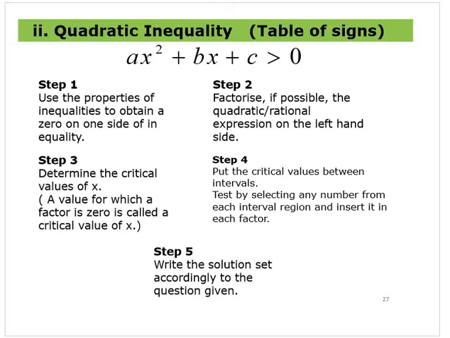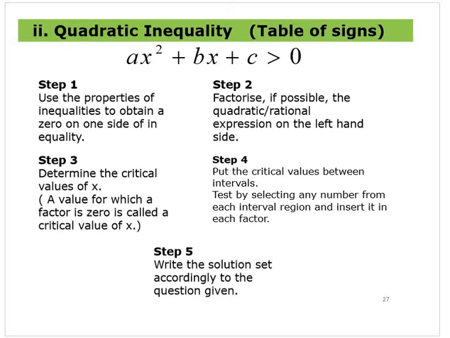Step 3, determine the critical values of x. A value for which a factor is 0 is called a critical value of x. Step 4, put the critical values between intervals. Test by selecting any number from each interval region and insert it in each factor. Step 5, write the solution set according to the question given.